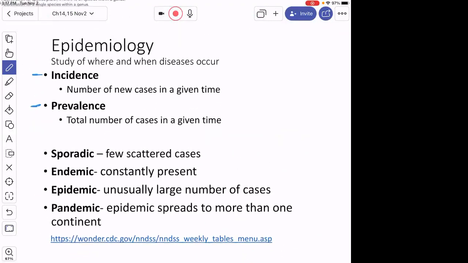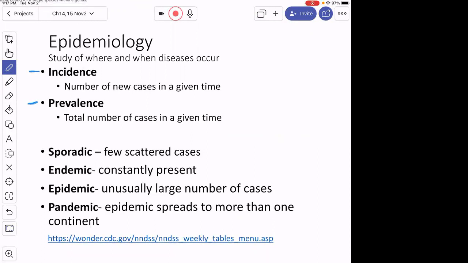And then a few other terms that we use to describe occurrence of disease. Diseases sometimes are called sporadic. And that just means you have a few cases here or there. That's not very common, and the cases don't seem to be connected with each other.